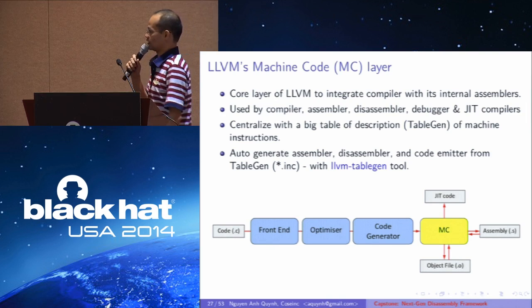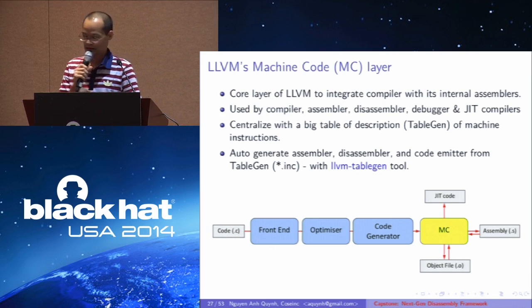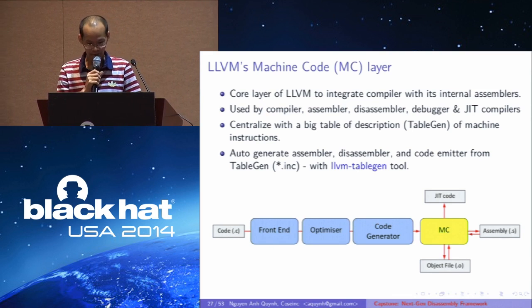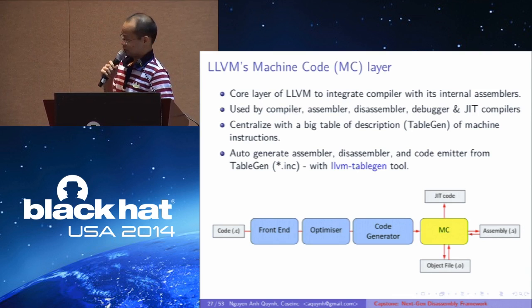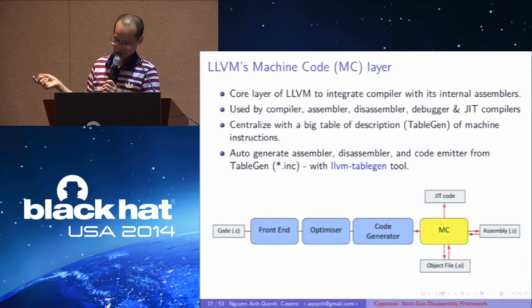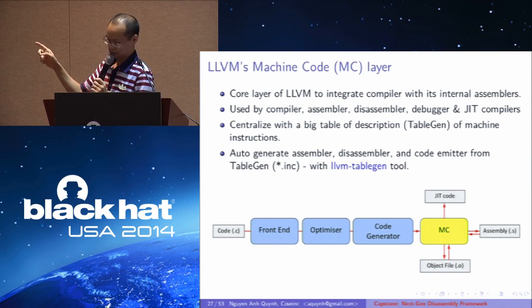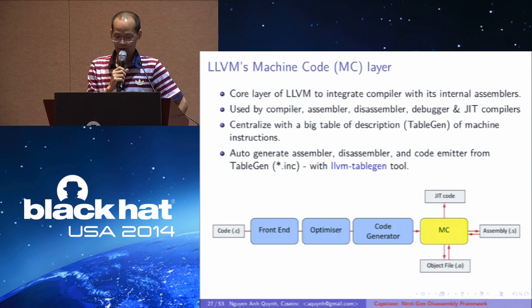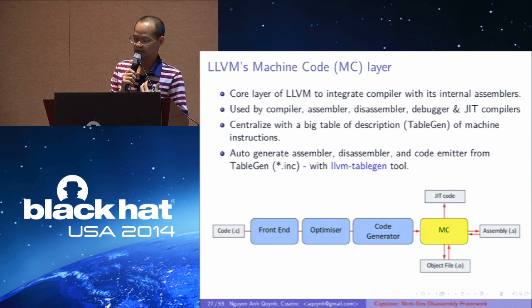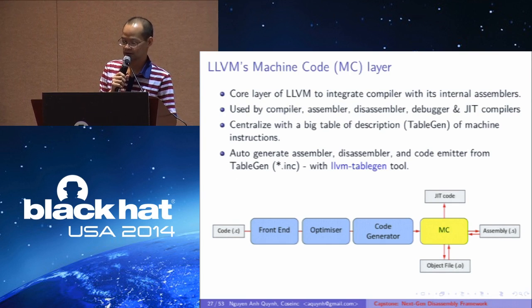So you can see here on the screen, the diagram describes the architecture of the MC component. You can see that MC is the core layer of LLVM, the yellow component. MC is used to integrate the compiler with the internal assemblers. And MC is used by all the compilers, assemblers, disassembler, debugger, and Z compiler inside LLVM.